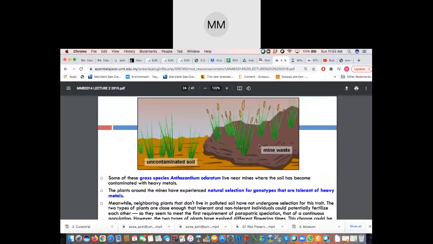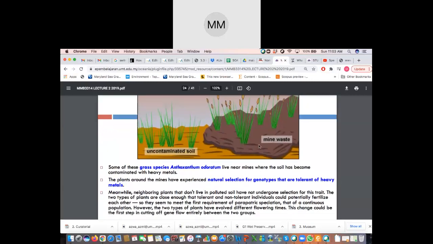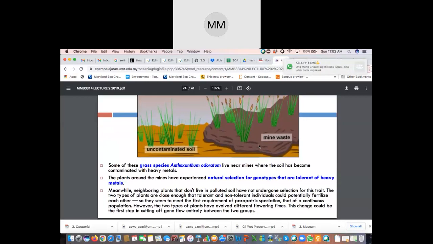But what is interesting, just so you know, is that it doesn't mean every mutation is bad. Technically, if you really look at it, we as humans have mutated so much over time compared to our forefathers, if you go back to Homo habilis, Homo erectus, etc. So in some ways, mutation is a good point, because it's you actually adapting to new environments. Anyhow, going back to this case study, meanwhile, neighboring plants that don't live in polluted soil have not undergone selection for this trait.